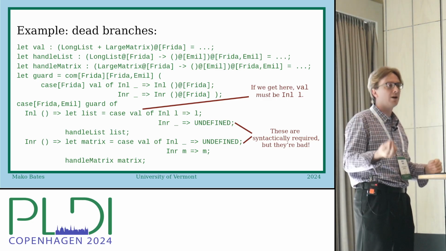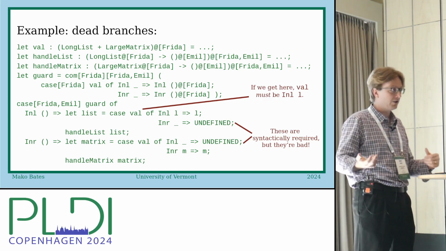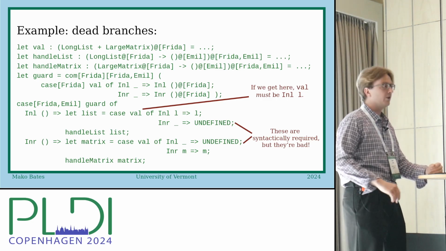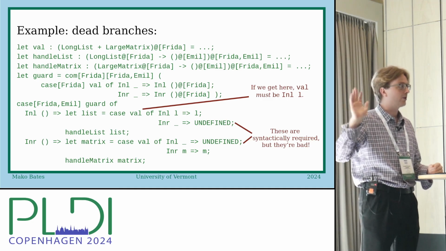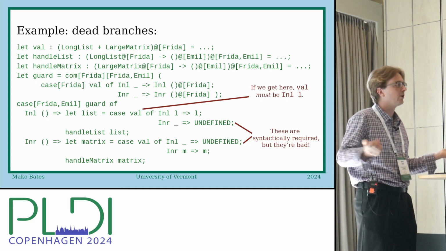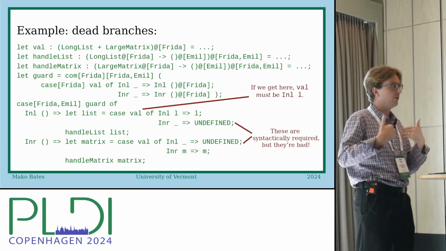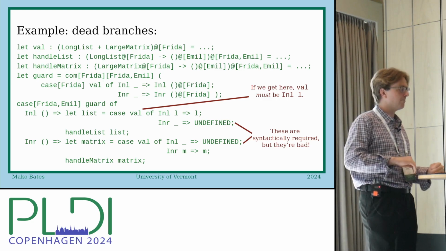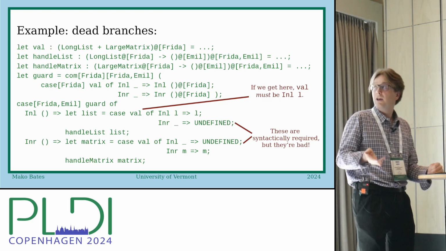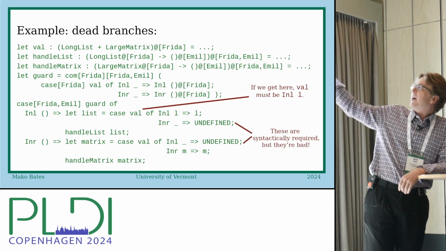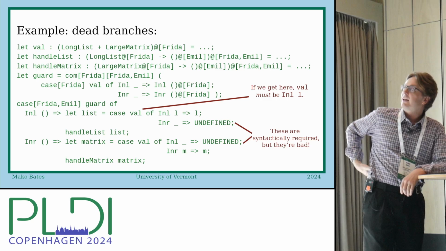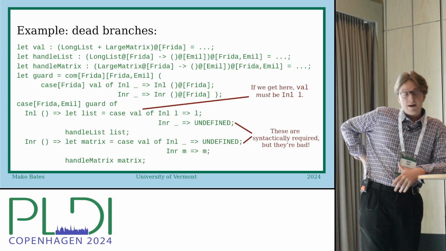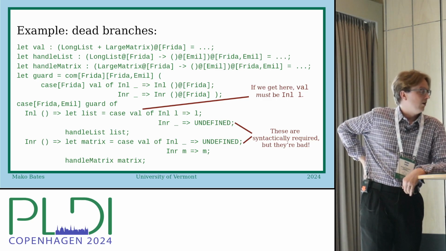But Frida does not want to send the entire value because it's too big. So first, she branches to build this variable guard, which is basically just a Boolean encoding whether her value is a left or a right. She sends that, so now Frida and Emil can both branch on guard. We'll assume for the moment that they end up in the left-hand side list. So they're in that branch. They want to call handle list on list.